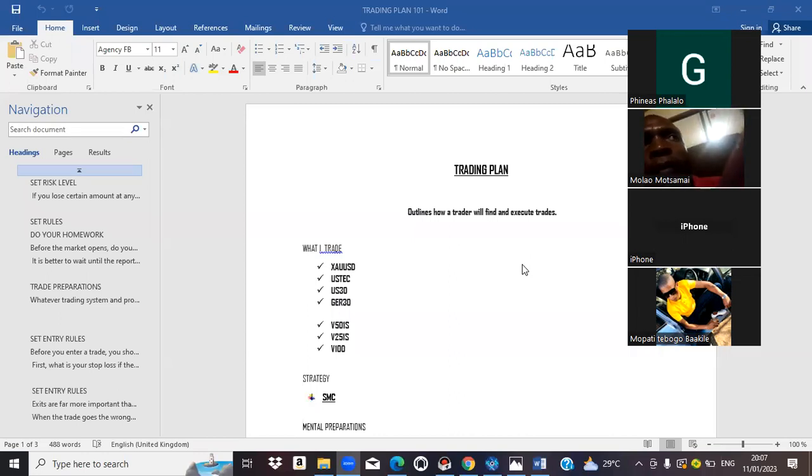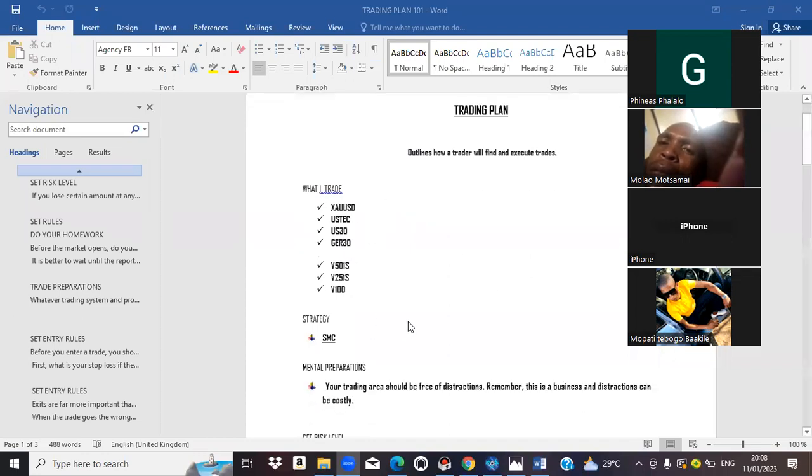US30, US SEC, German 30, I know the structure of each one. And then gold, you know the structure of that one too. And then when I trade synthetics, I don't trade everything. When I trade synthetics, I use V50s, V25s, and V100s.